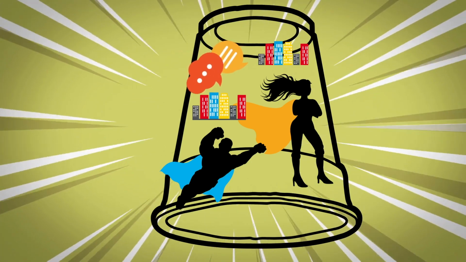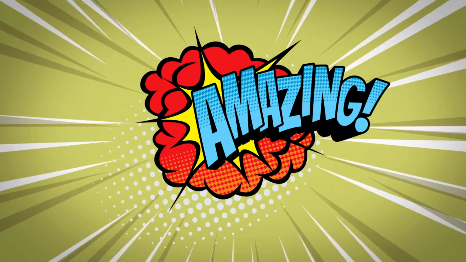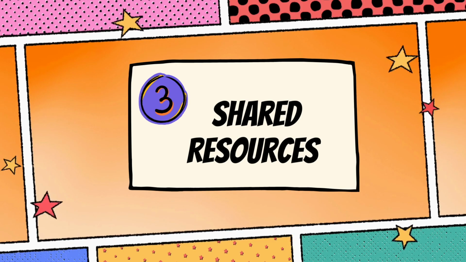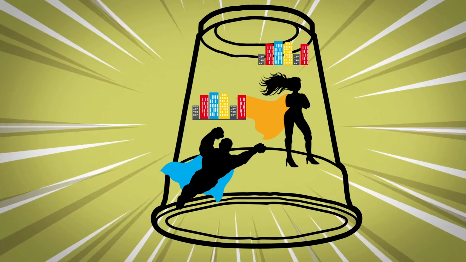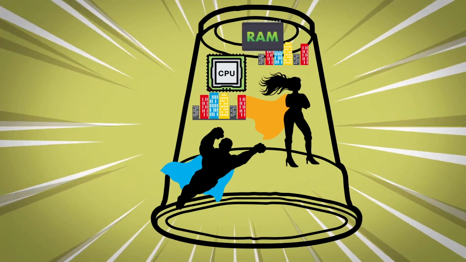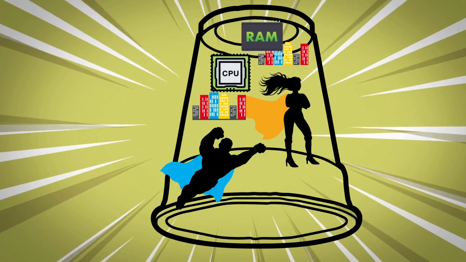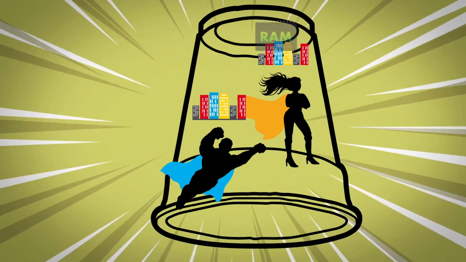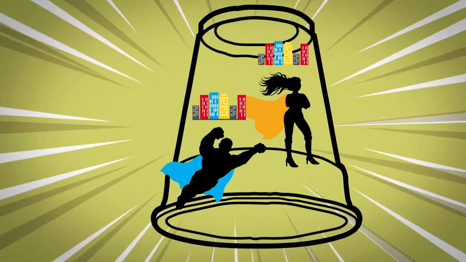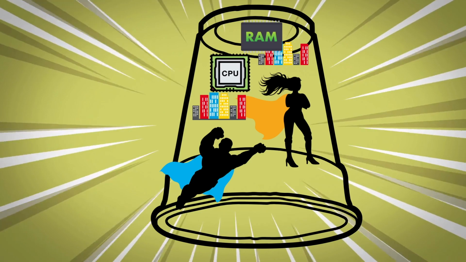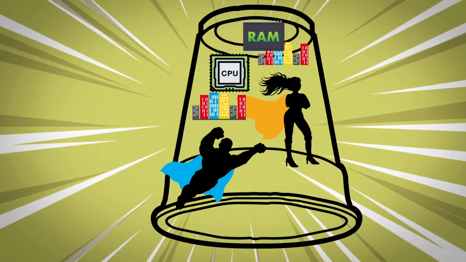3. Shared resources. Containers in the same pod share resources, such as CPU and memory. This allows them to coordinate and utilize resources effectively. Suppose you have a superhero team in a pod where one superhero container handles image processing and another superhero container handles video streaming. They share CPU and memory resources as needed to ensure both tasks are completed efficiently.